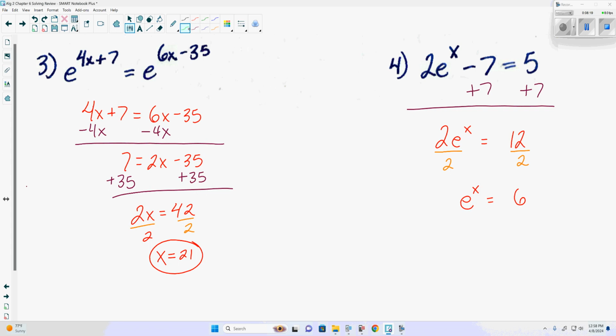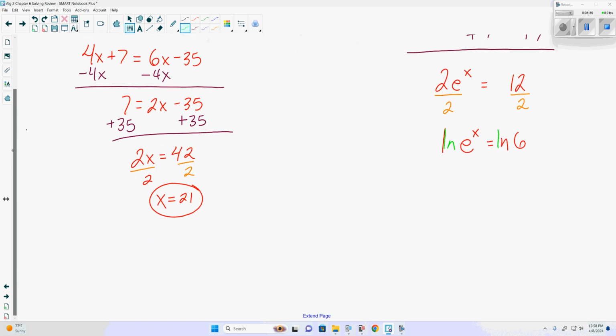So now that the term with the variable and the exponent is by itself, e to the x, we need to get that x out of the exponent. And we can do that by applying a logarithm, specifically the natural log, because ln undoes e, because ln of e to the x is just x.